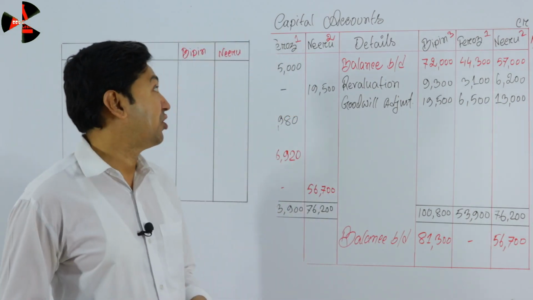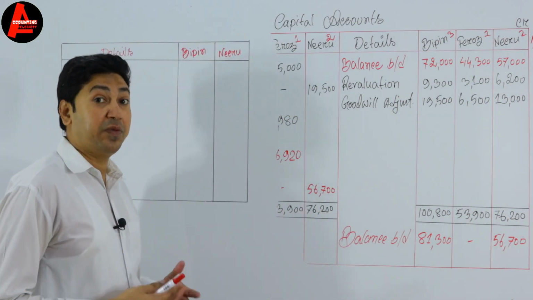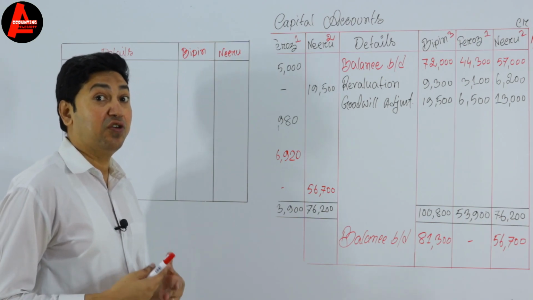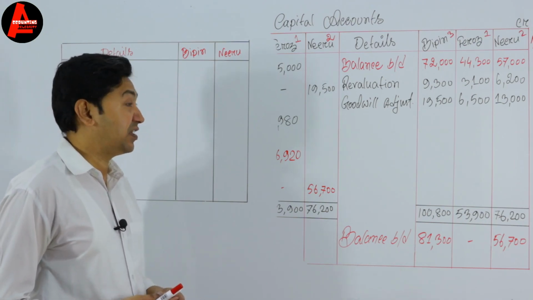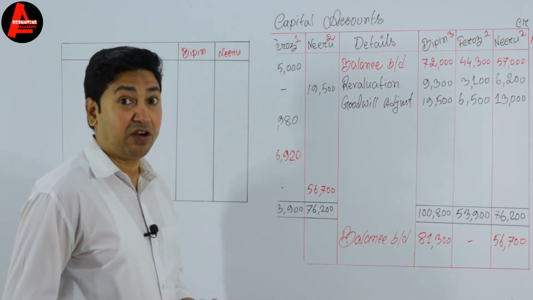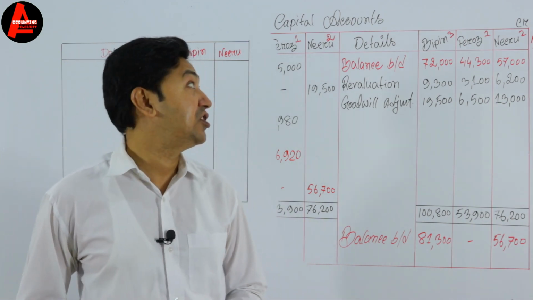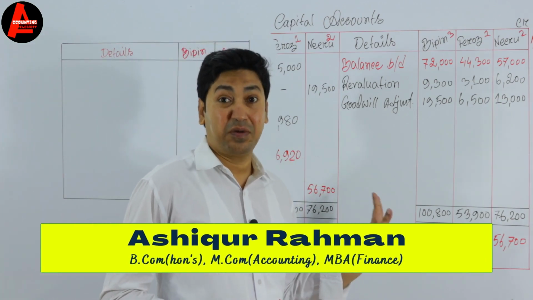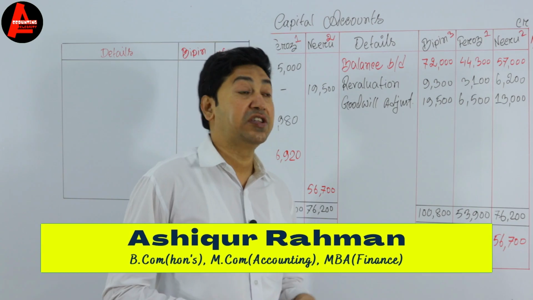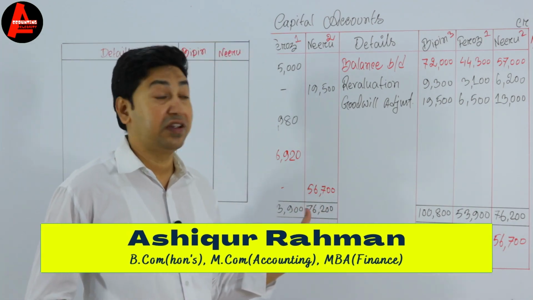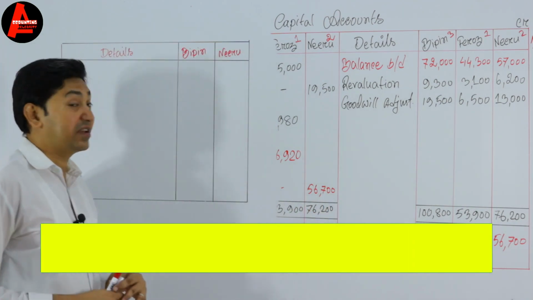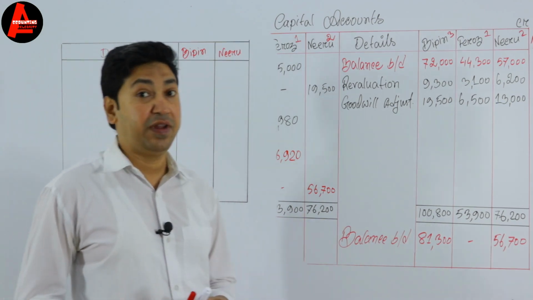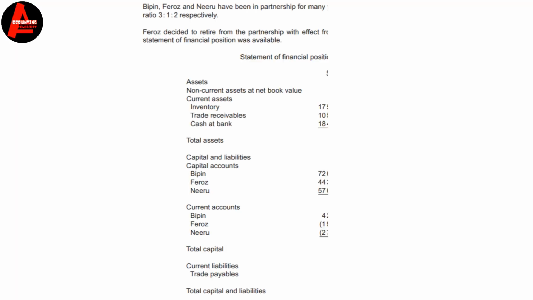In this part, I'll show you how much money the new partner has to introduce or will receive from the business. Okay, so this is the partnership account tutorial. In the first tutorial, I showed how to prepare a capital account when a partner retires from the business. I recommend you please watch the first tutorial, then come back here to understand this. We have a question taken from Cambridge level accounting first paper. Let us have a look at it.